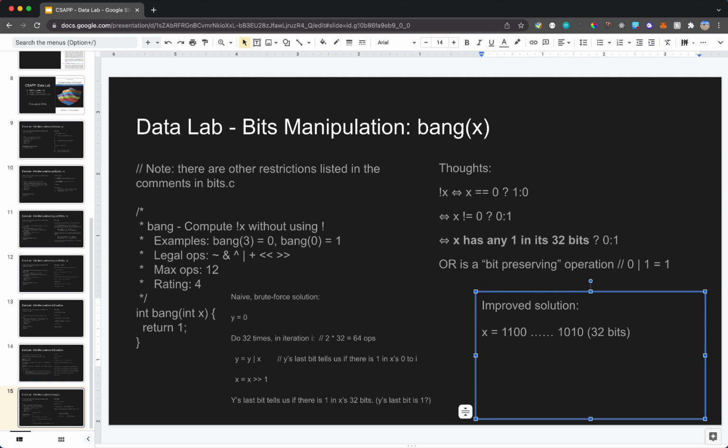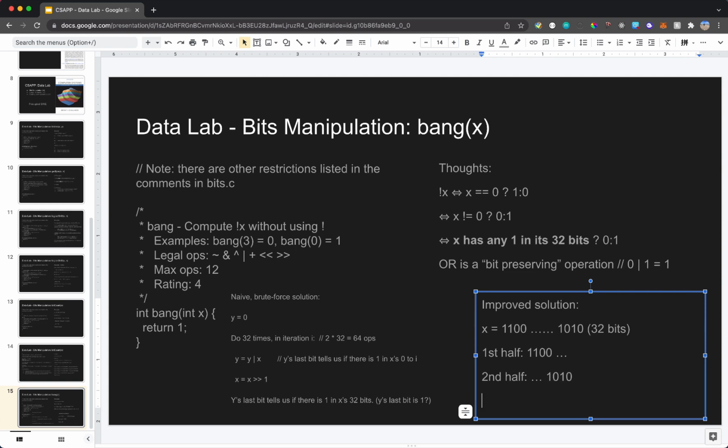What if we break this number into 2 parts? The first half is the left 16 bits, it's 1100, and the rest of them. So this is 32, and then the second half is all the bits in front of this, and then 1010.